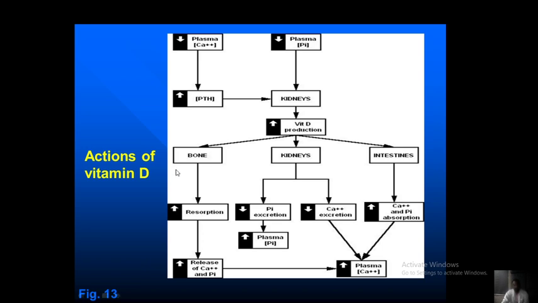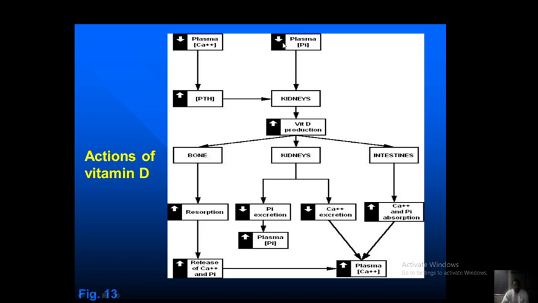So how does this occur? By the enzyme 1 alpha hydroxylase. This 1 alpha hydroxylase is activated by PTH hormone. So PTH does not directly reabsorb calcium, but it activates the 1 alpha hydroxylase activity, and this 1 alpha hydroxylase will convert 25 hydroxy vitamin D into 1,25 dihydroxy vitamin D3. Okay. So now you have an increased production of vitamin D because of this.